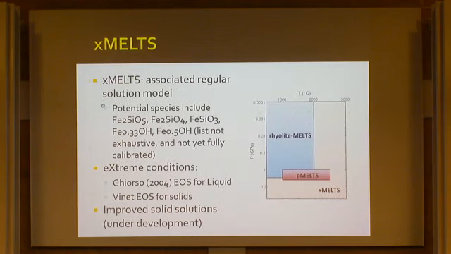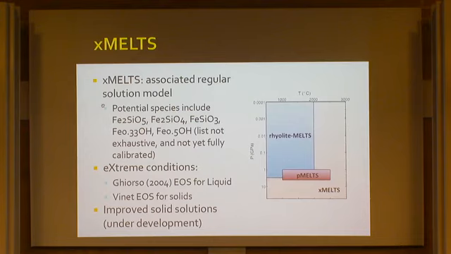xMELTS is very much still under development, but that will go to much higher pressures, to the base of the transition zone. It's X to denote a speciation model, in particular for the speciation of iron. These are potential species. It hasn't been calibrated. It's not that all of these would be in the final model. It's just that these species would be tested if and when we get to that stage. And it's also X for extreme conditions, much higher pressures.